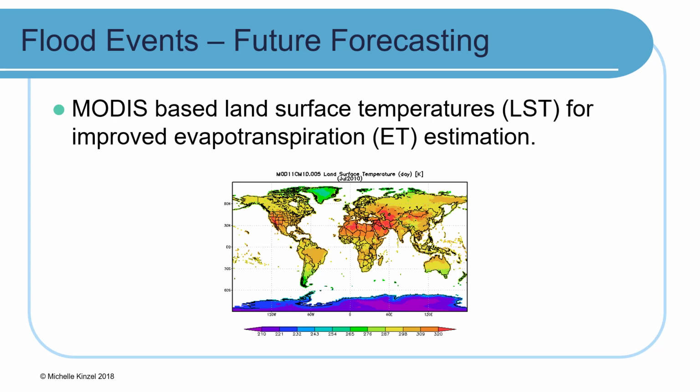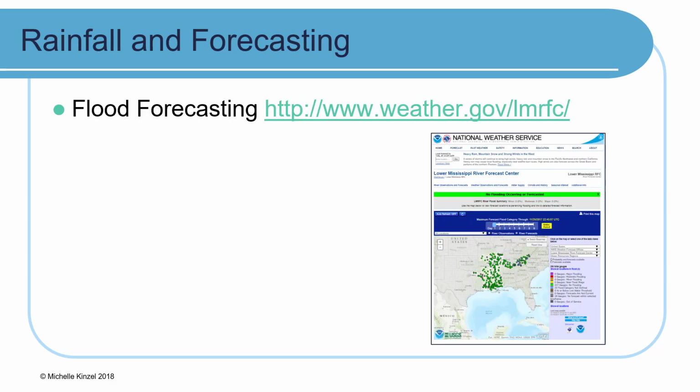And this is a MODIS-based land surface temperature and looking at evapotranspiration estimation. Evapotranspiration has to do with the amount of water that's processed by vegetation in a certain area of the world, and by estimating this, we can look at ecological processes, things like world agriculture estimates, etc. Here is an example of the National Weather Service flood forecasting, and again, very useful for helping to protect lives of citizens that may be in the path of danger.